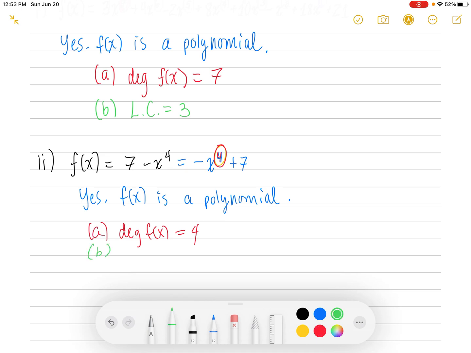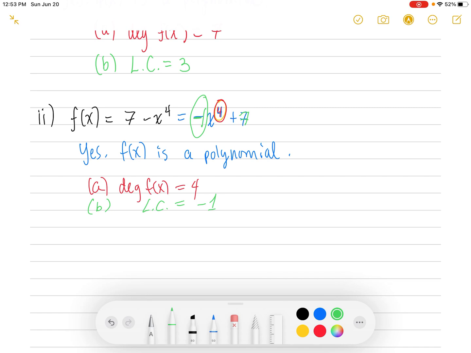Part B asks about the leading coefficient. So you have a coefficient of -1 in front, and then you have a constant of 7. The leading coefficient is this -1 in front of the largest power term. So the leading coefficient here is -1.